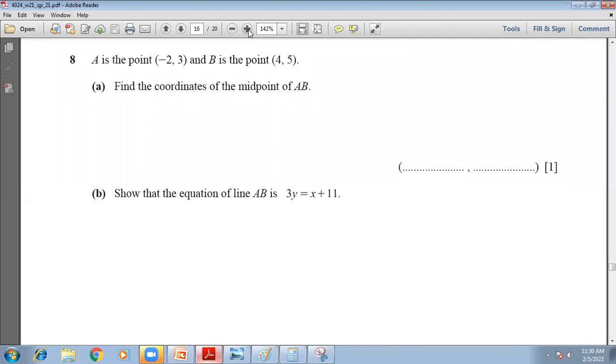Okay, so now we have the question on coordinate geometry. Question number 8. He says A is the point (-2, 3), and B is the point (4, 5). He says find the coordinates of the midpoint of AB. If you want to find the midpoint of AB, you remember the formula: (x2 plus x1) divided by 2, comma, (y2 plus y1) divided by 2. So it's very, very easy to find the midpoint.